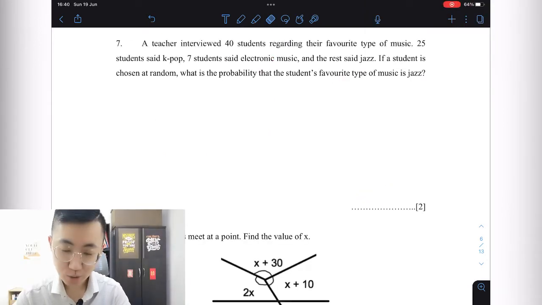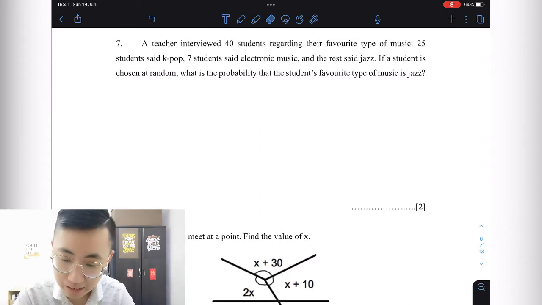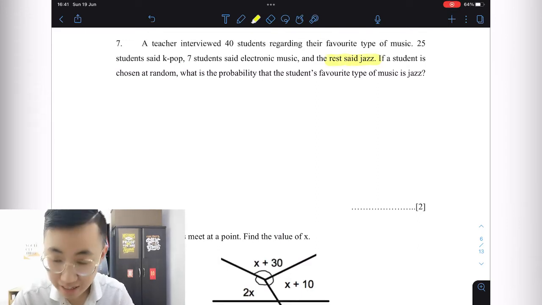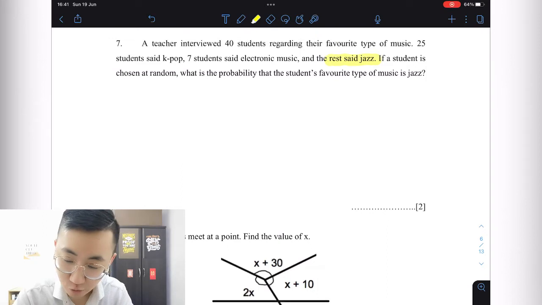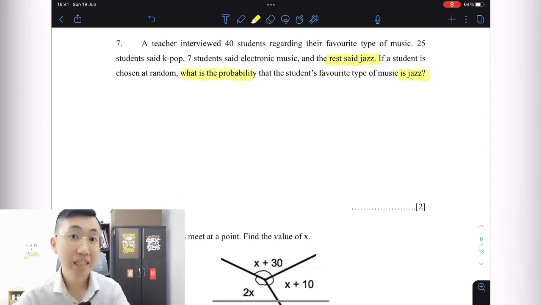Question 7. Okay, so a teacher interviewed 40 students regarding their favorite type of music. 25 students said K-pop, 7 students said electronic music, and the rest said jazz. Okay, if a student is chosen at random, what is the probability that the student's favorite type of music is jazz? Okay, so when you see a long question like this, right, you need to do some highlighting. So first thing is, I do not know how many people like jazz, and then I need to find what is the probability that this person like jazz. Okay, so it's a probability kind of question.